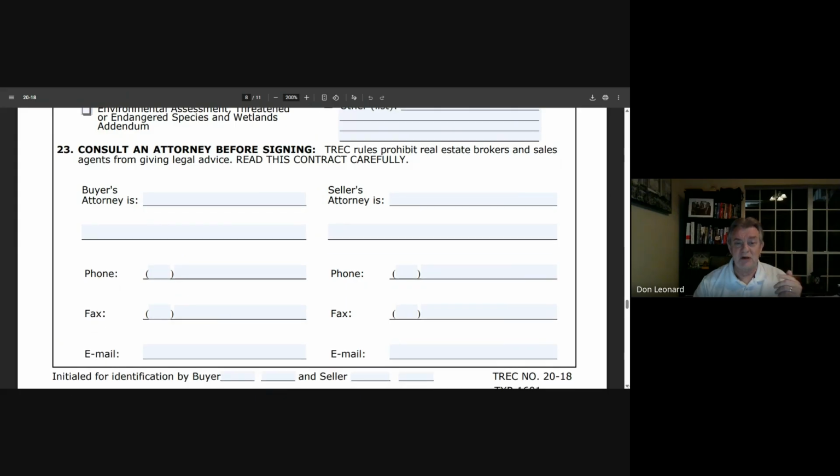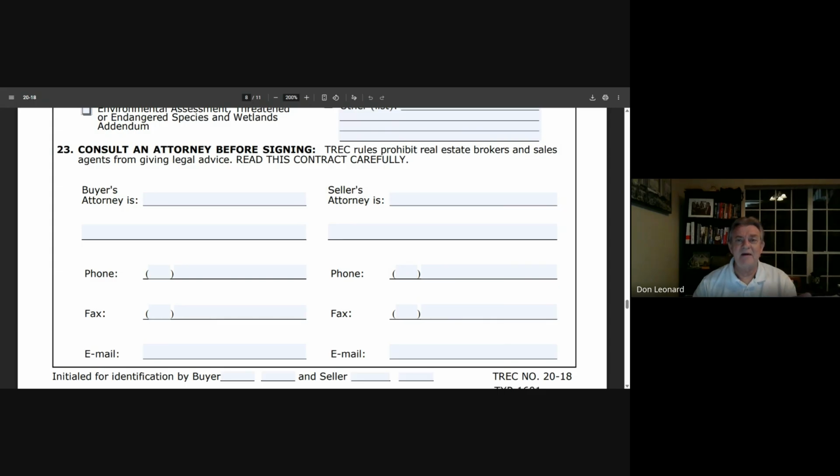23, consult an attorney before signing. If a client feels like they need the advice of an attorney, we should never discourage that. If they feel like they need it, then they should receive it. They should go ahead and get it. The advice, though, that we would want to give is that they should seek their advice before they sign. Once they've signed, it's a little bit late to be seeking advice. They really should seek the advice before they sign.